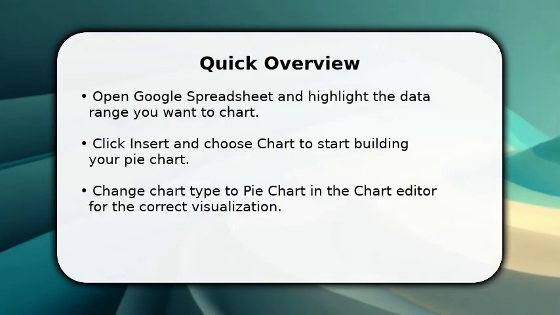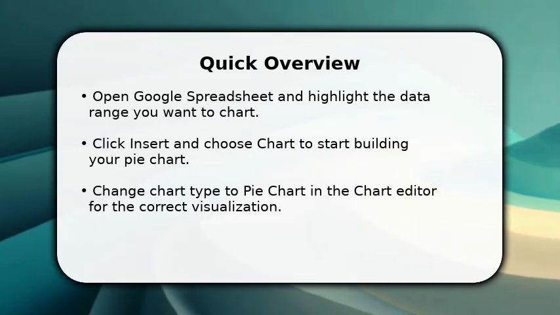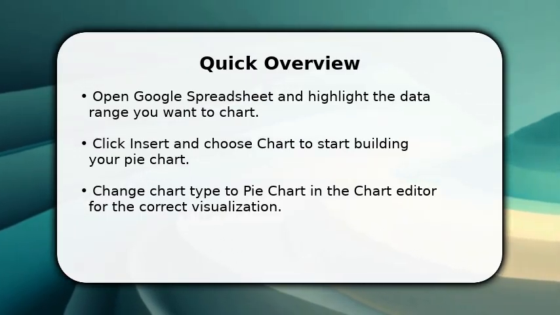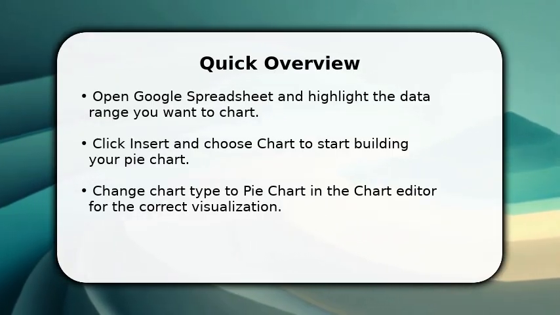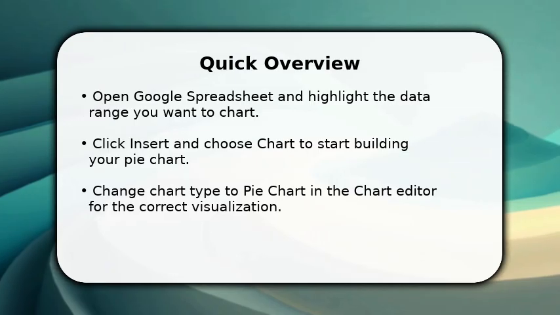In this video, I will show how to make a pie chart in Google Spreadsheet, step by step. Select your labeled data range with values and labels together. Open Insert, then Chart to create the initial chart.